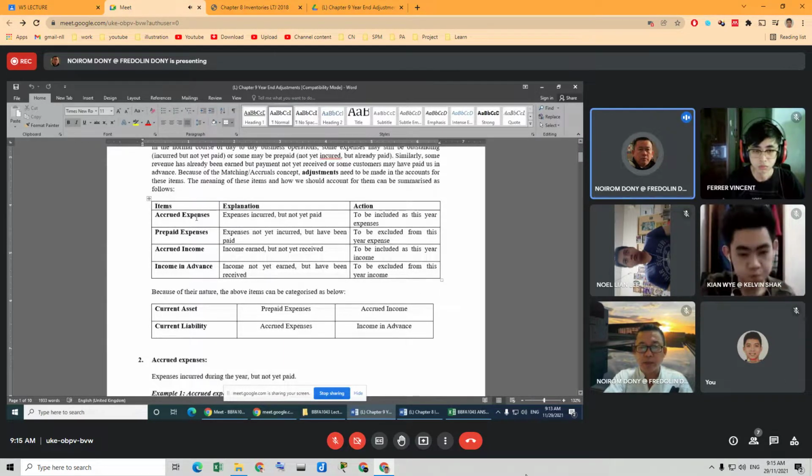So accrued expenses, what is the explanation? Like what I've told you, incurred but not yet paid. What is the meaning of incurred? Incurred includes paid and payable. Paid meaning as you consume the expenses, the business immediately makes the payment. Payable means the business consumed, but the payment has not been made yet. So incurred is a broad term. Okay.